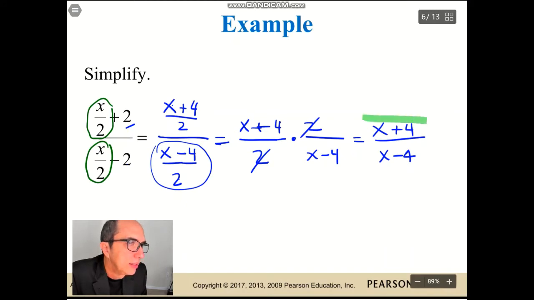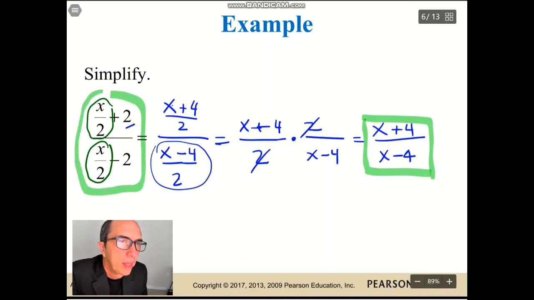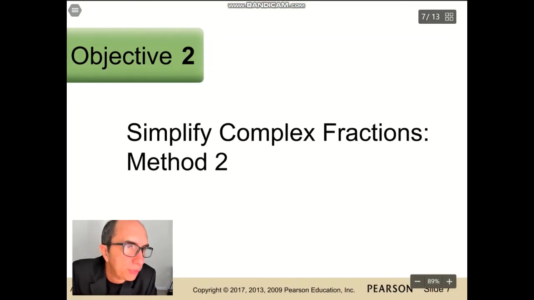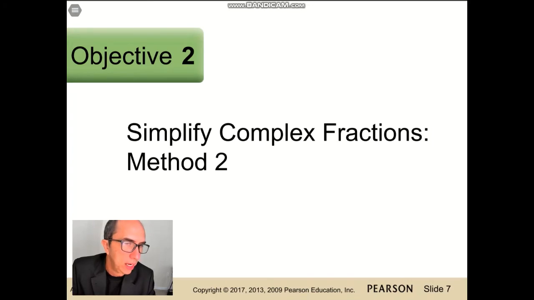This is the simplification of that complex fraction, complex rational expression that is the original expression. We used the first method. Now the next objective here is to simplify complex fractions using method number 2. Let's see how to do this.